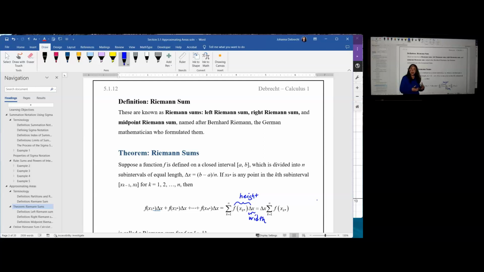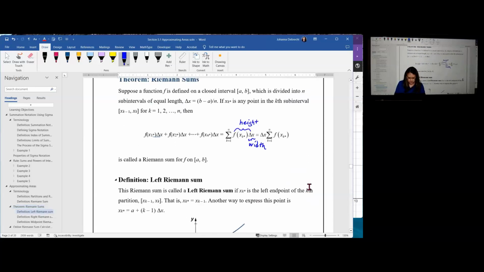Notice that delta x is a constant, and it does not depend upon the index of summation, which here is k. That means as a constant, we can factor it out. And since it's a regular partition where delta x is always the same, we can multiply that by the sum of all the function values that represent the heights of our rectangles. This is a Riemann sum.